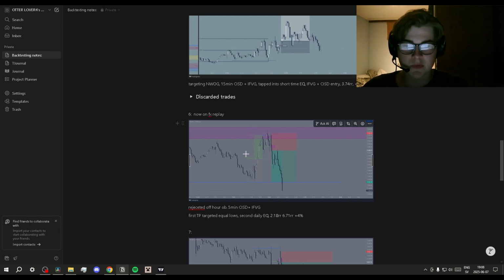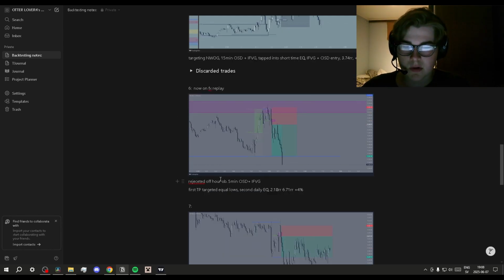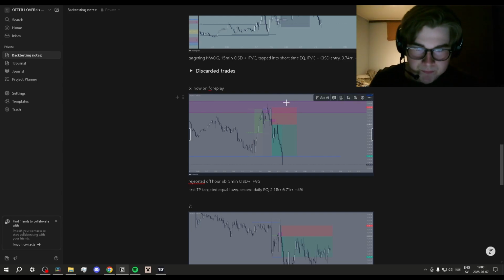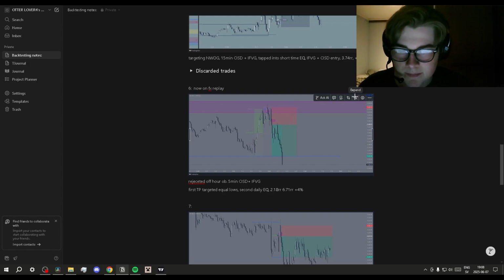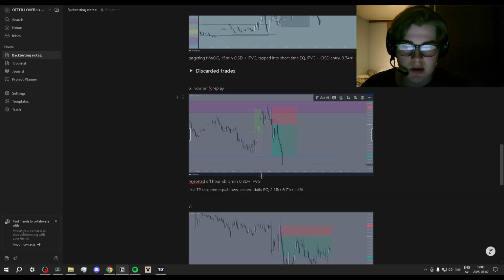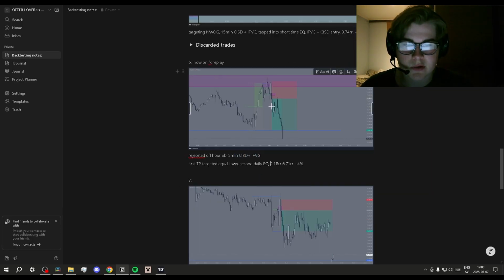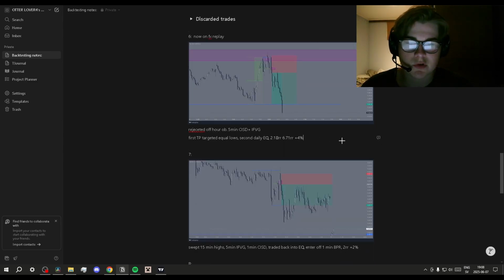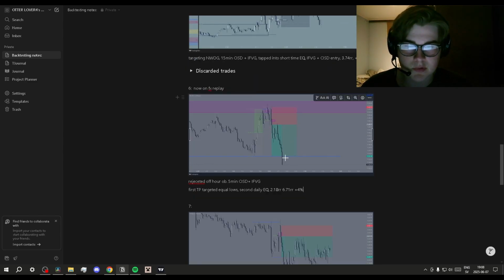So let's see. First trade right here. We rejected off of this hourly order block, as you can see up there. We had a 5-minute change in state with this candle right here. I entered off the 5-minute candle close and we inverse to this fair value gap right here. We're within equilibrium of the range. So yeah, pretty nice trade again.